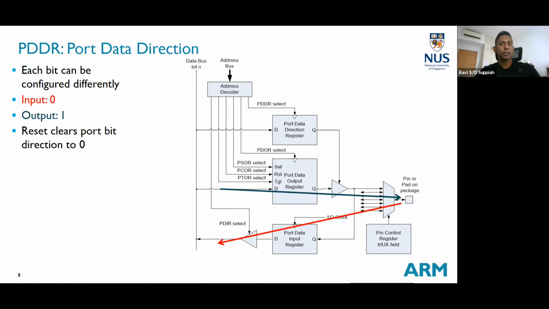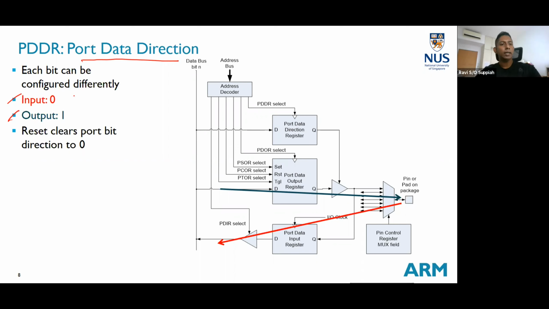We saw that there are 6 different registers. The first one is the port data direction register. This port data direction register controls input or output. In this particular controller, it has been designed such that writing a 0 to a bit will make it an input, and a 1 will make it an output.